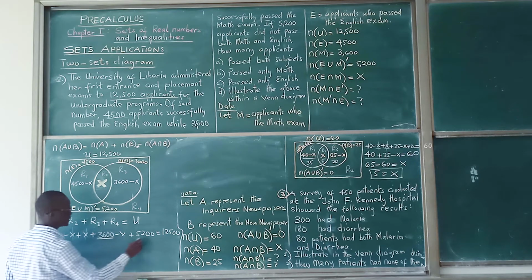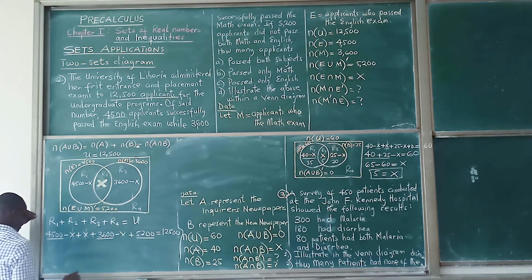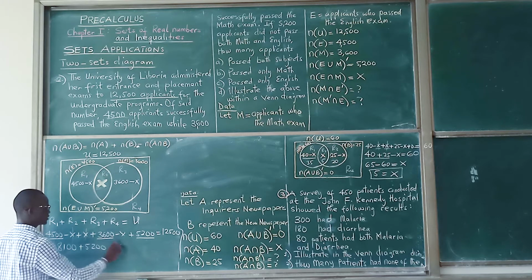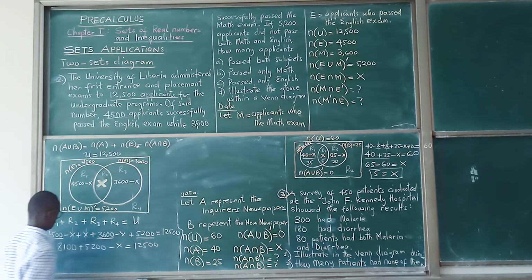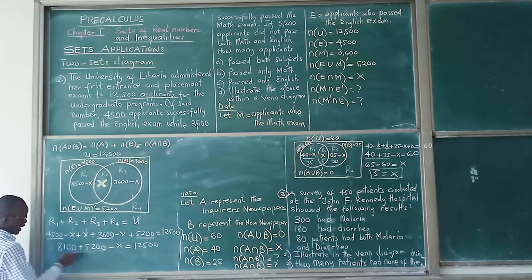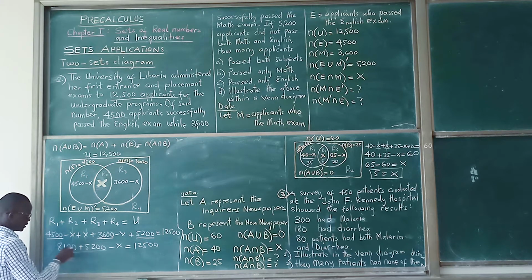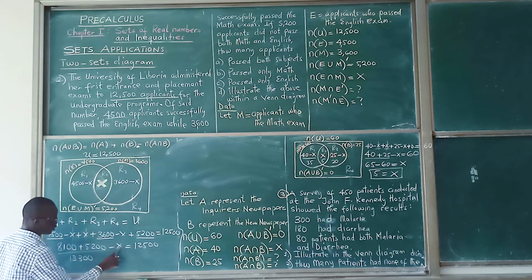4,000 plus 3,600 plus 5,200 just gave us, 4 plus 3 is 7,000, 8,100. 8,100 plus 5,200 minus x all equal to 12,500. So we add these two. 8,000 plus 5,000 is 13,000, plus 300 is 13,300. Now we want to solve for x.